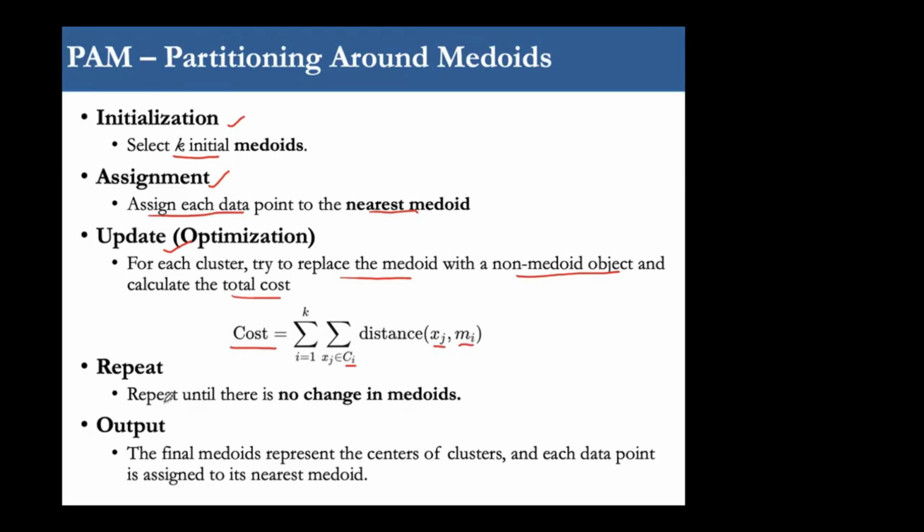We need to repeat this until there is no change in the medoids or the maximum number of iterations is reached. So what is the output for this algorithm? We'll get the final medoids, which represent the center of the clusters, and each data point assigned to its nearest medoid. So you'll get the clusters, their center points, and their data points.